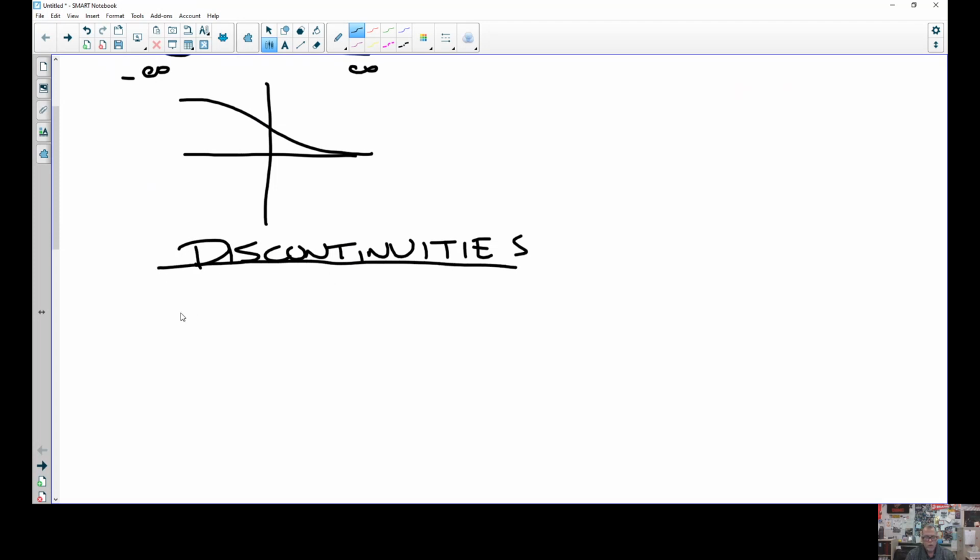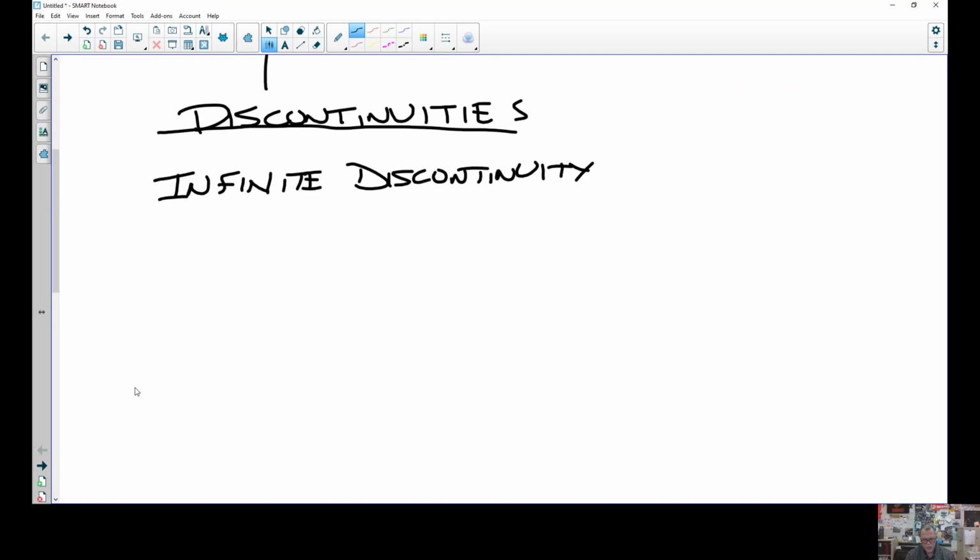What do we have? First one would be an infinite discontinuity. An infinite discontinuity occurs when we have an asymptote, essentially. Let's look at an example. I think it's easier to see when you actually see it. You're familiar with the function f of x equals 1 over x. We've brought that up a few times this year.